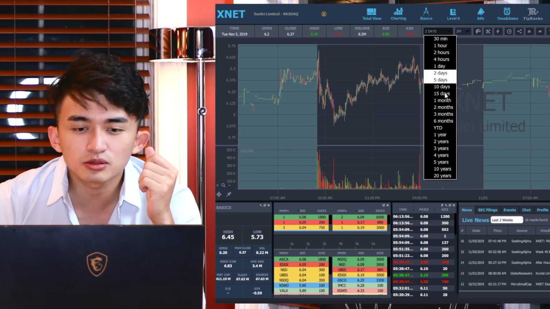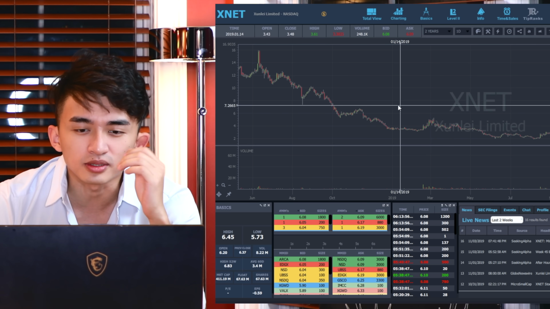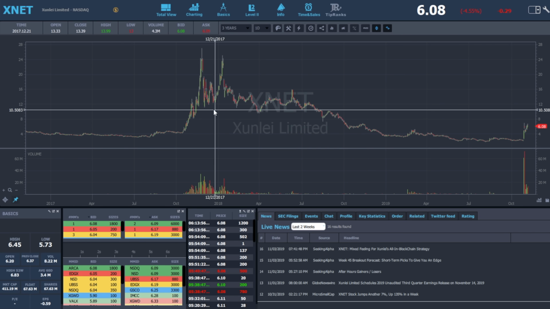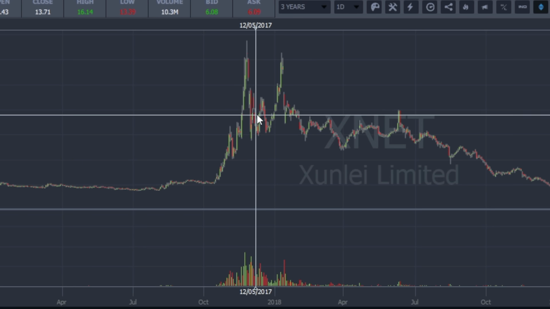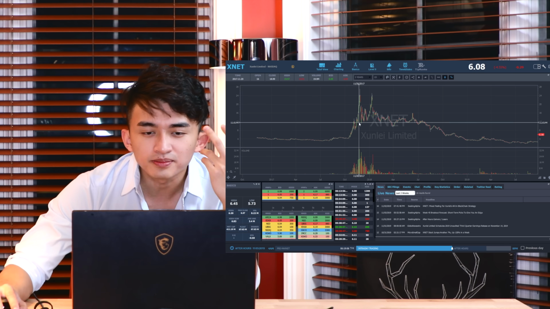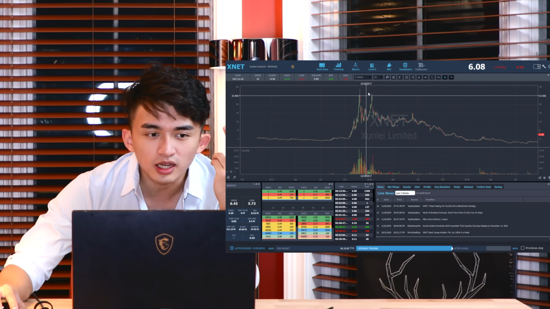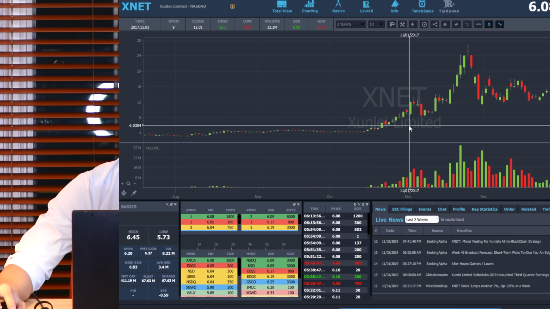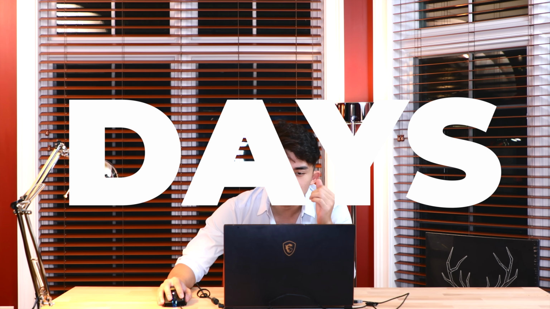So XAET is one of the tickers I traded a long time ago. I think the last run was back in late 2017. The stock did a multi-day run, going from 5 to almost 30. As you can see, the stock took a long time to run that far. Typically, on lower market caps, they only take about 2, 3, 4, 5 days to run from, let's say, 1 to 10, 1 to 20.